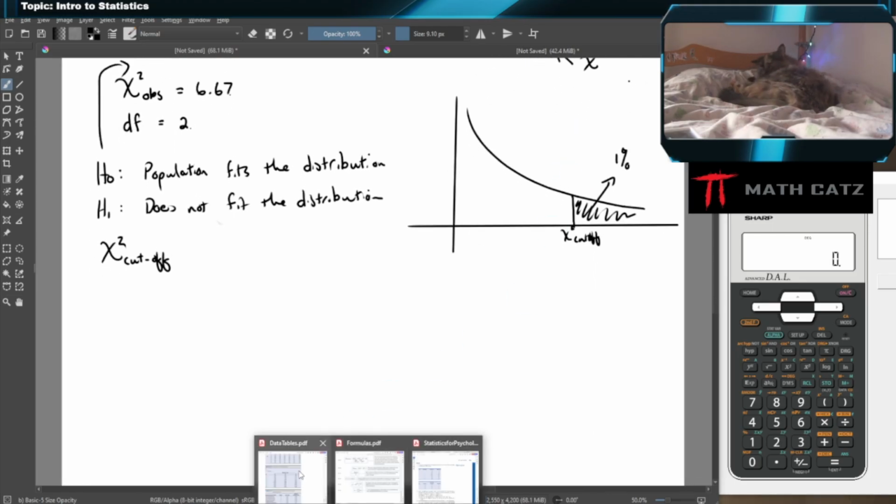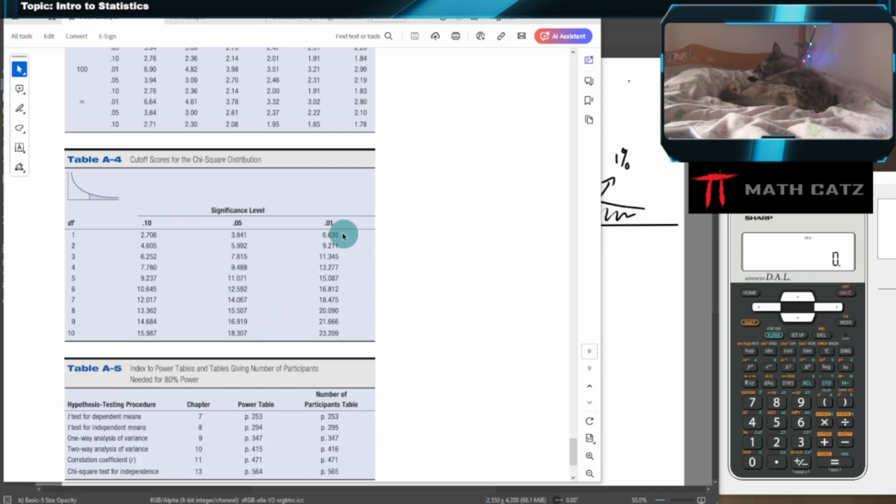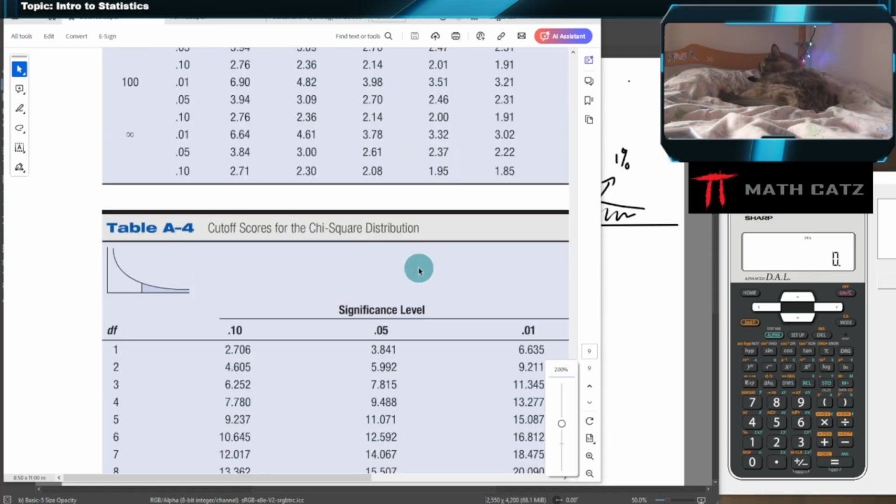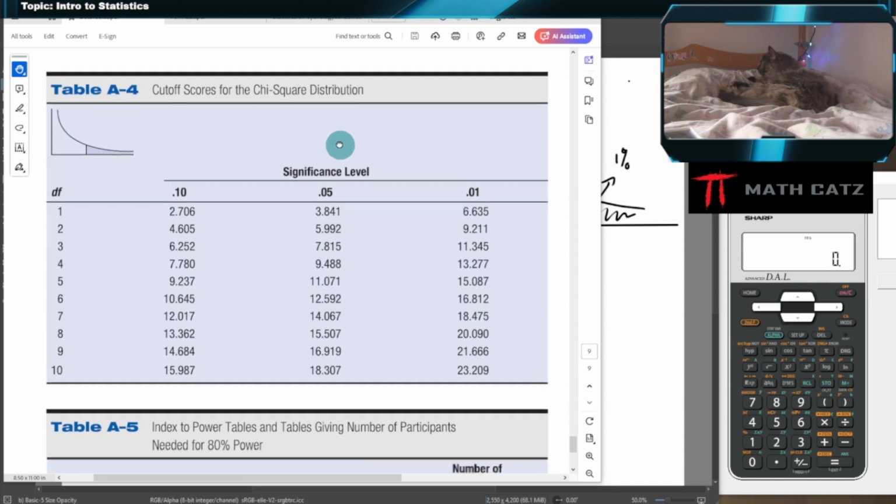So we have some tables we can look up. We're looking at the chi-square distribution, 1% alpha. Let me zoom in on this for you. I need to just get my hand back. Like so. That looks way better.